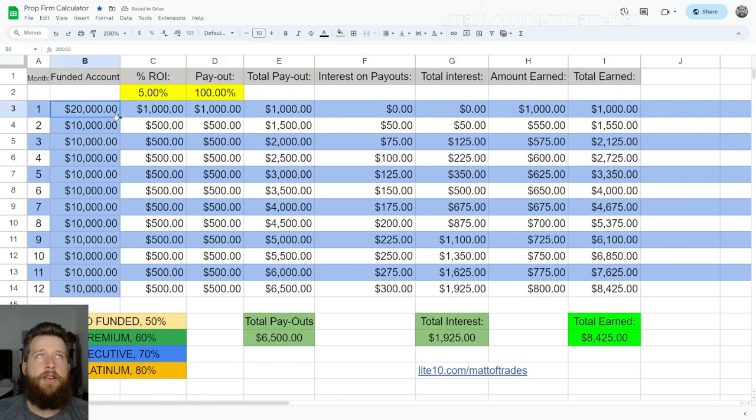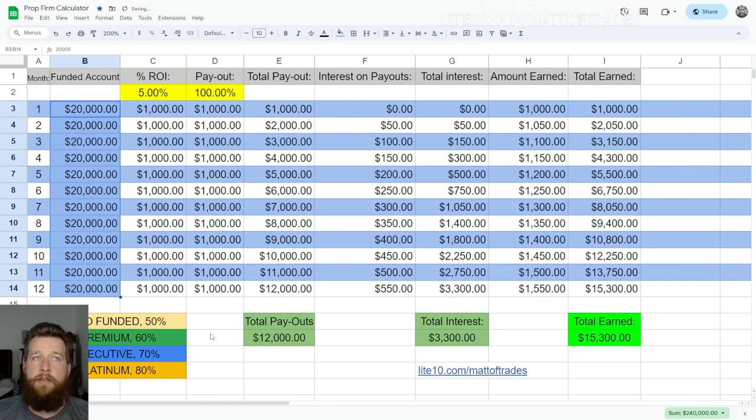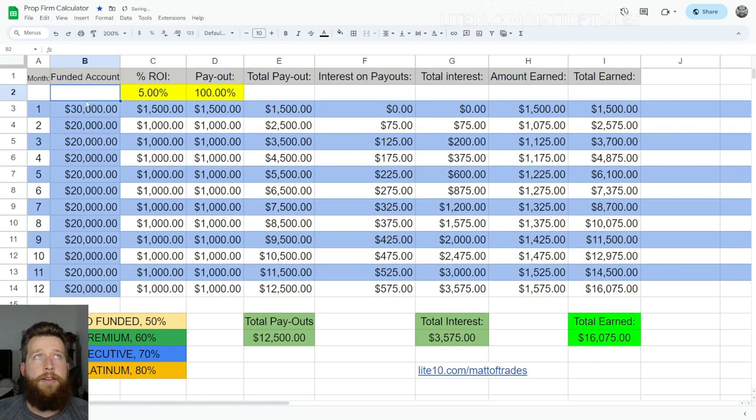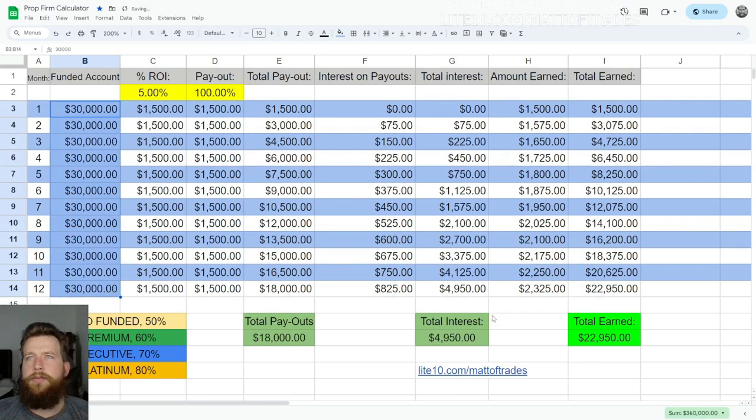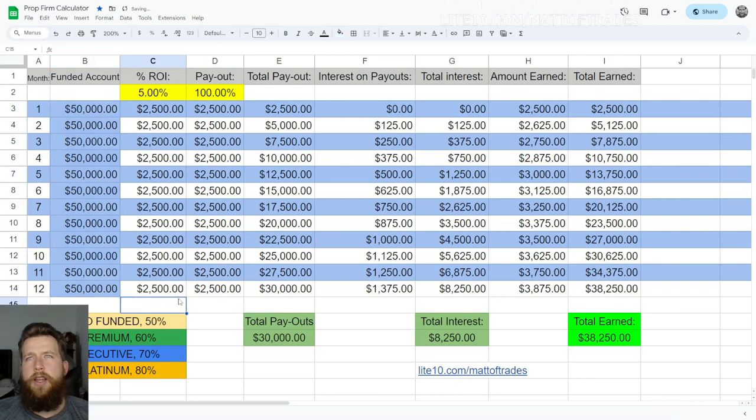Again, this is assuming that you are averaging a 5% return every month. I honestly need to make this longer, like have that go down further. Okay, so $20,000 averaging 5% a month. On that last month, you're up to $1,500 a month. So let's see what $30,000 looks like now. Okay, now you're making $2,500 a month. Let's see what 50 looks like. Okay, now you're making $3,800 after a year.